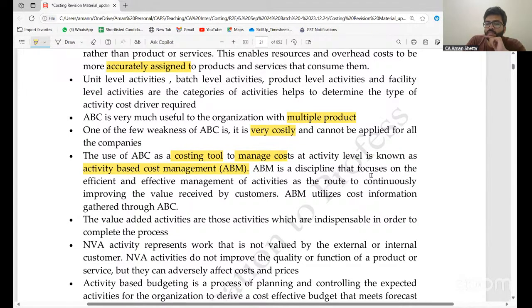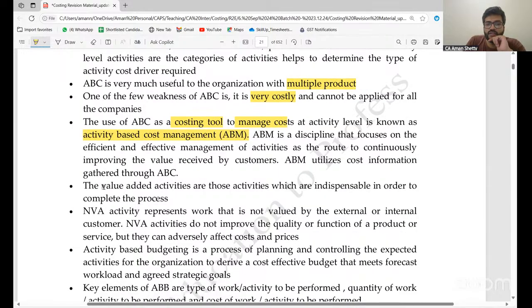Activity based management is a discipline that focuses on the efficient and effective management of activities as the route to continuously improving the value received by customers. ABM utilizes cost information gathered through ABC. The value added activities are those activities which are indispensable in order to complete the process. What do I mean by value added and non value added activities?